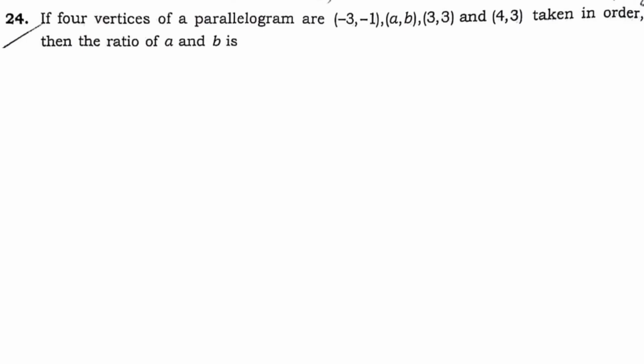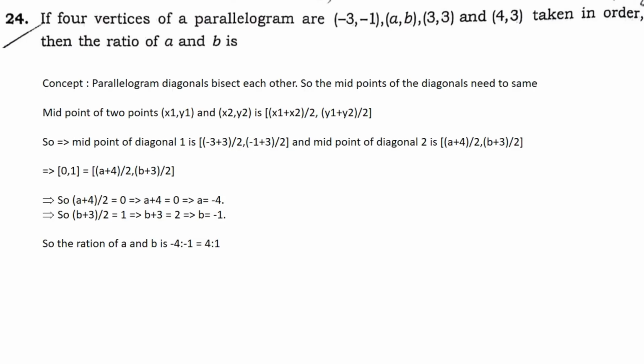Next question, the vertices of a parallelogram are (minus 3, minus 1), (a, b), (3, 3) and (4, 3) taken in order. Then the ratio of a and b is? So what is the specialty of a parallelogram? The diagonals of a parallelogram bisect each other. So the midpoints of the diagonals need to be the same. So how can you get the midpoint of 2 points? We have the formula for calculating midpoints. What is that formula? The midpoint of 2 points (x1, y1) and (x2, y2) is (x1 plus x2) by 2, (y1 plus y2) by 2.